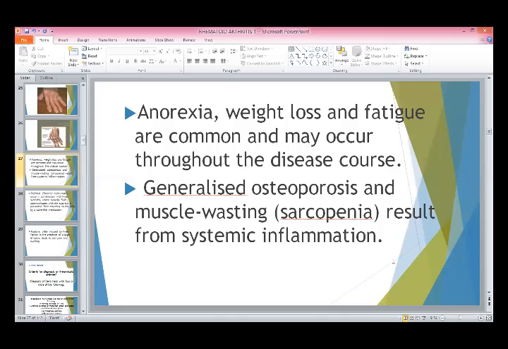Systemic features are also there. These are anorexia, weight loss, fatigue. They're common and may occur throughout the disease course. Generalized osteoporosis and muscle wasting result from the systemic inflammation. The patient can develop involvement of the bones that leads to the development of osteoporosis and muscle wasting that result from systemic inflammation.